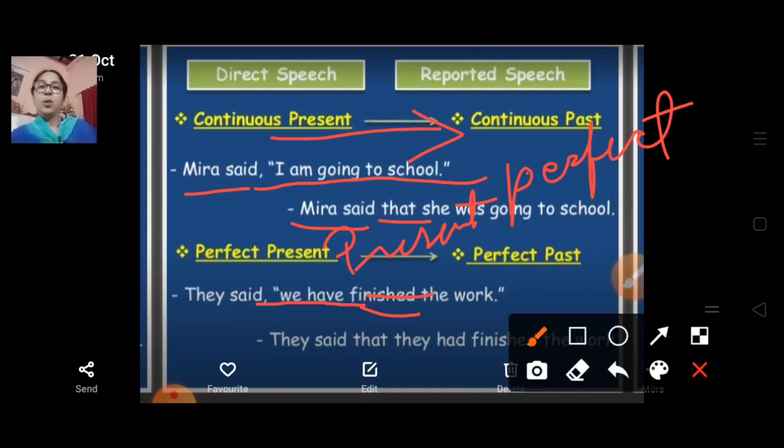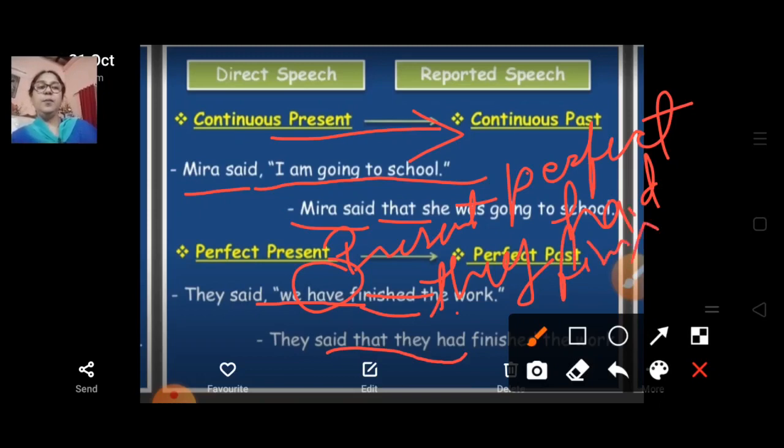Now if we write it in reported or indirect speech, what are we going to do? They said that they had finished the work. It means we just change it into past perfect tense. It is written in present perfect tense and we have to change it into past perfect tense. So we will write, they said that they had finished the work. Here you can see, in place of "have," we change it to "had," and "finished" remains the same.